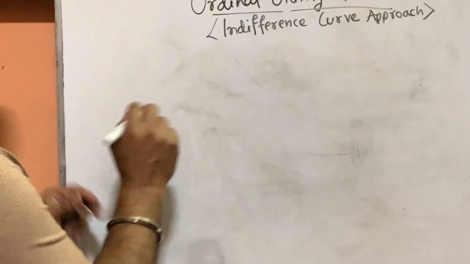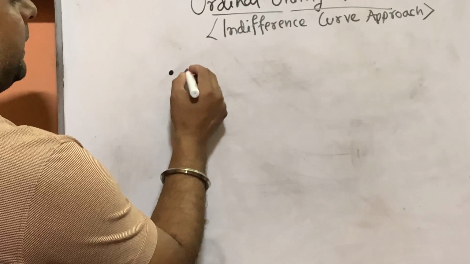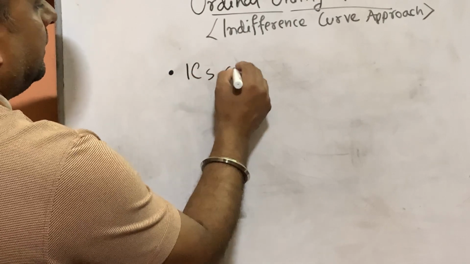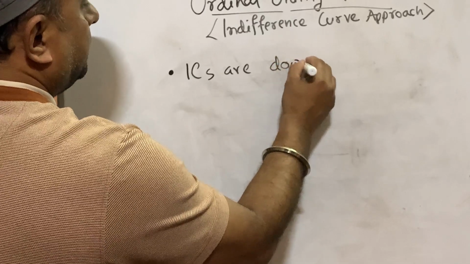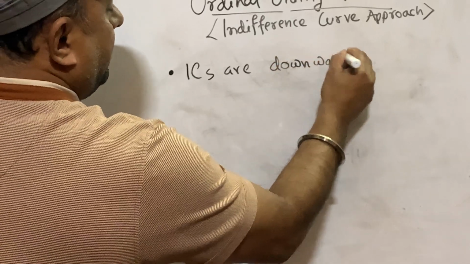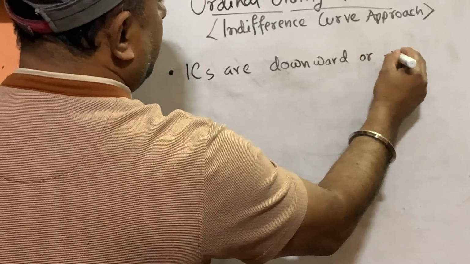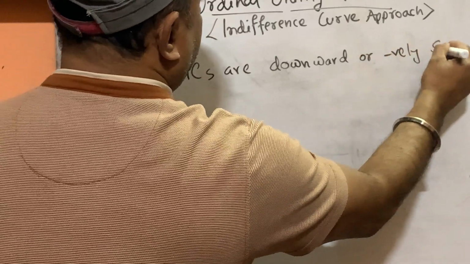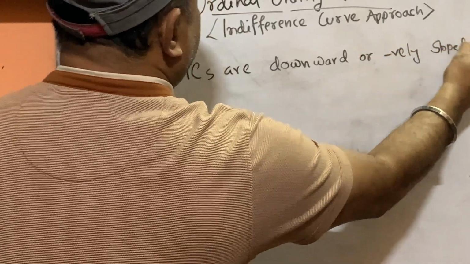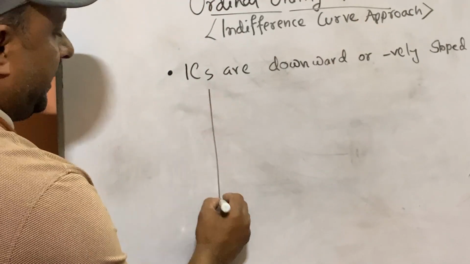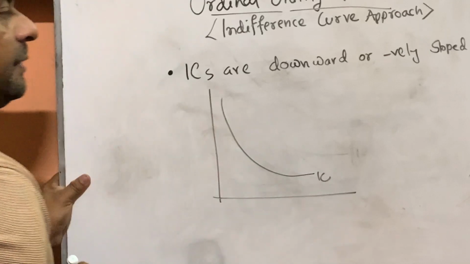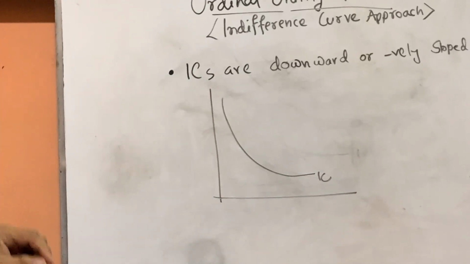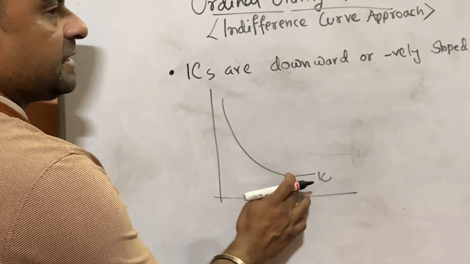Now two important concepts. First one, why ICs are downward or negatively sloped. This is the shape of the indifference curve. ICs are downward sloping. Why downward sloping? Because every point on an IC gives the same satisfaction.